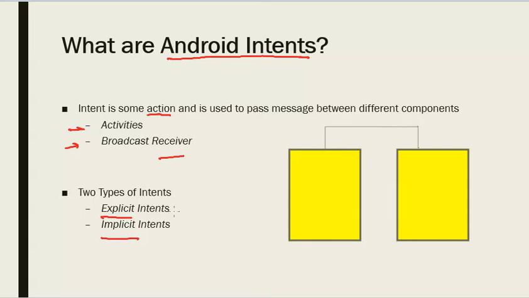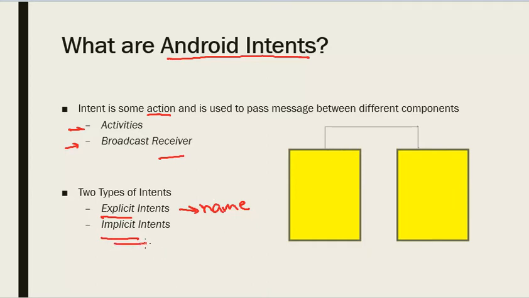Explicit intent is when, while creating the intent, you pass the activity, like with the name of the class, for example, MainActivity.class. If you want to come back to main, you mention the name of the activity explicitly. So this is called an explicit intent. The name of the activity that is going to handle your intent is mentioned.